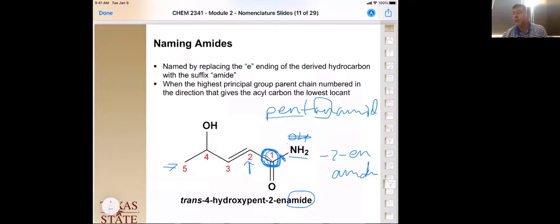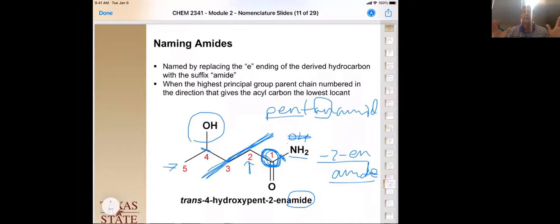Now we can look for the rest of our materials. We have our penta, we have our 2-ene, and we have our amide. So now let's look at our substituents. Looks like we only have the 1 substituent, which is a hydroxy, and it's on our 4 carbon. So the only thing we have left is stereochemistry. We have 2 things attached to our double bond. When we have those, we have to see if they're on the same side or the opposite side of the axis going through both carbons of the double bond. In this case, we have 1 on this side and 1 on this side, so that makes it trans.